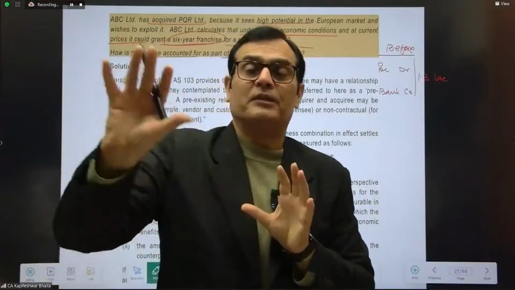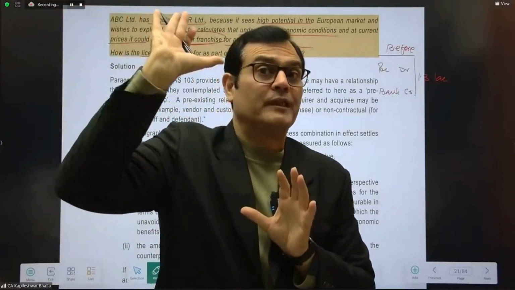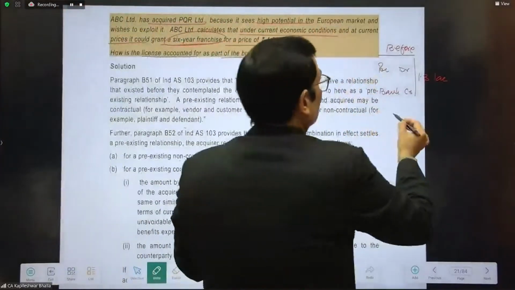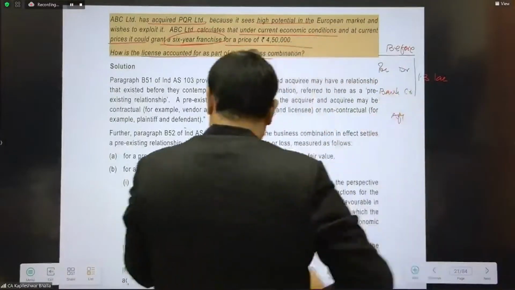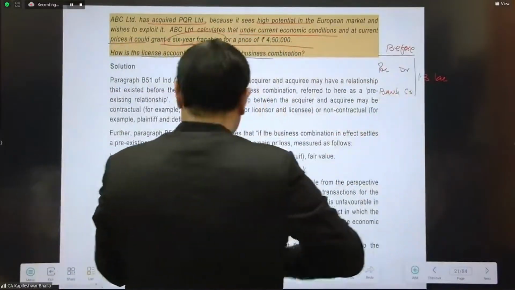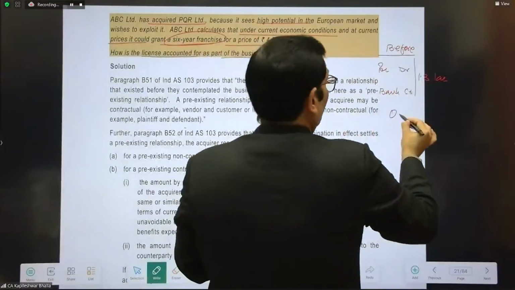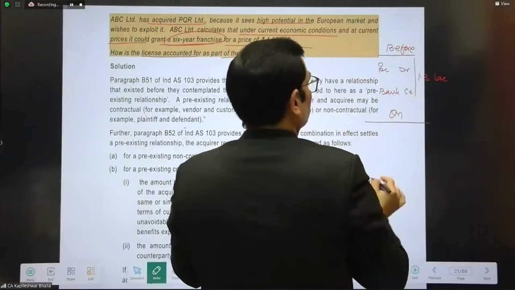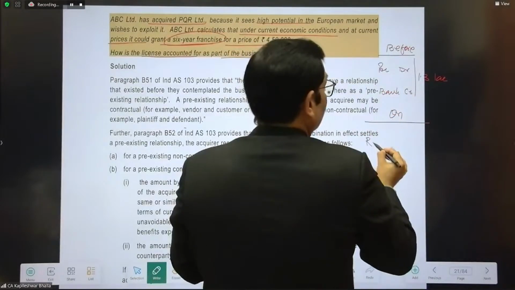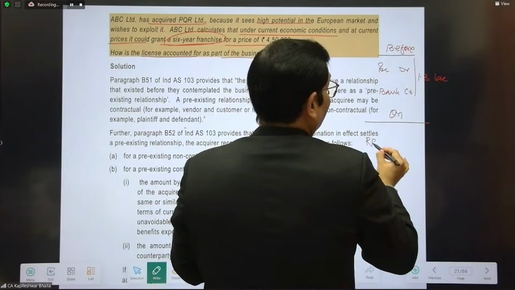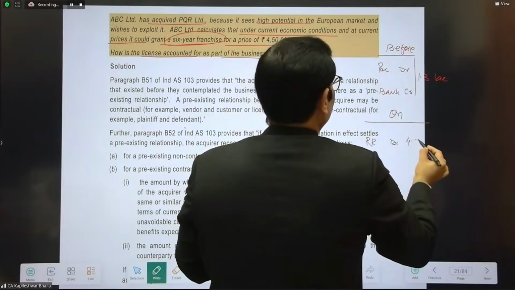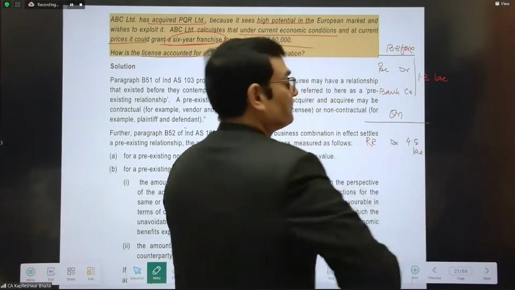So this is the penalty paid to terminate and this is the entry done before. Then we come to after acquisition date. We come to on the acquisition date. Now, on the acquisition date, what am I supposed to do? As a part of the asset, we take the reacquired rights debit. This is going to be taken at 4.5 lakhs.